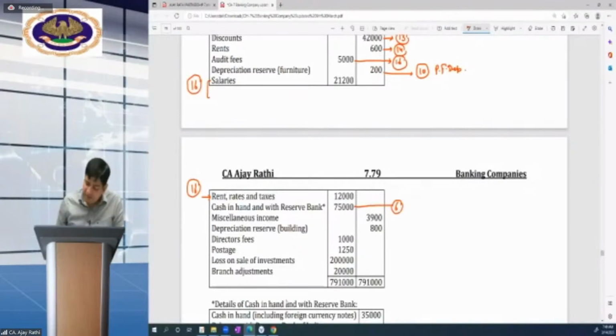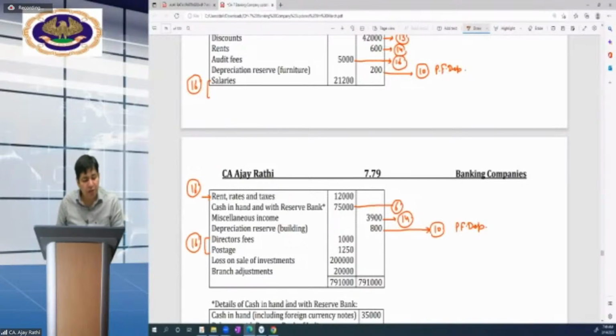Next, miscellaneous incomes, beta, which are not interest. Other than that, those are being transferred to other income. Other income belongs to schedule number 14. Depreciation reserve again in schedule number 10. In fixed assets, you have to mention provision for depreciation. Director fees, postage, these belong to schedule number 16, operating expenses.